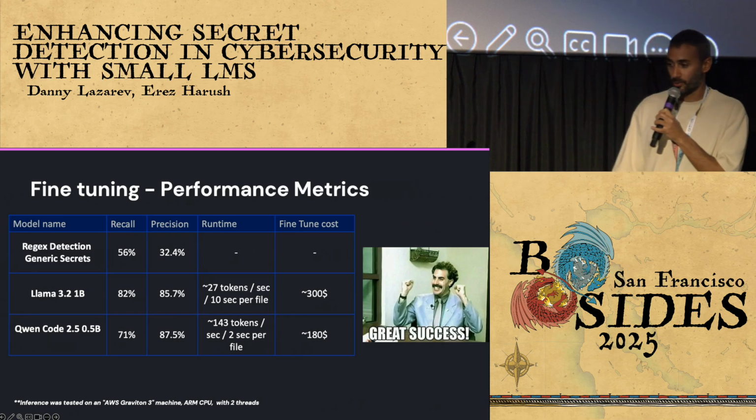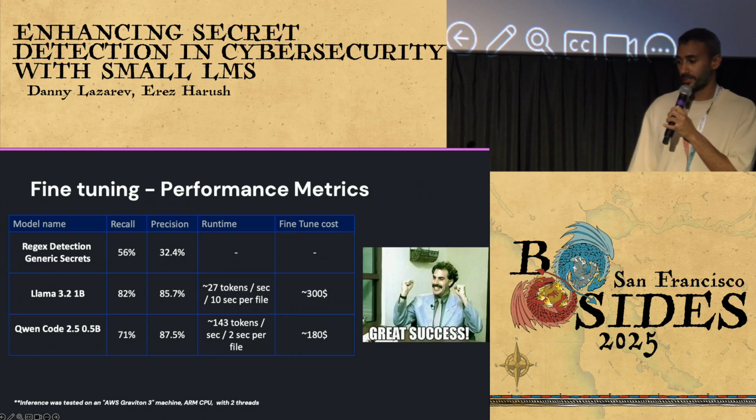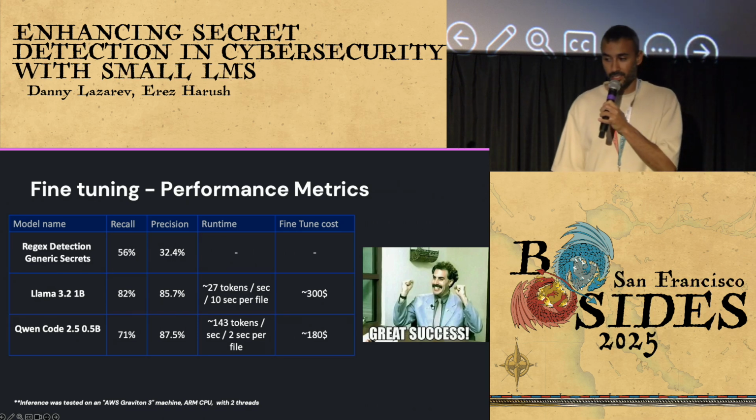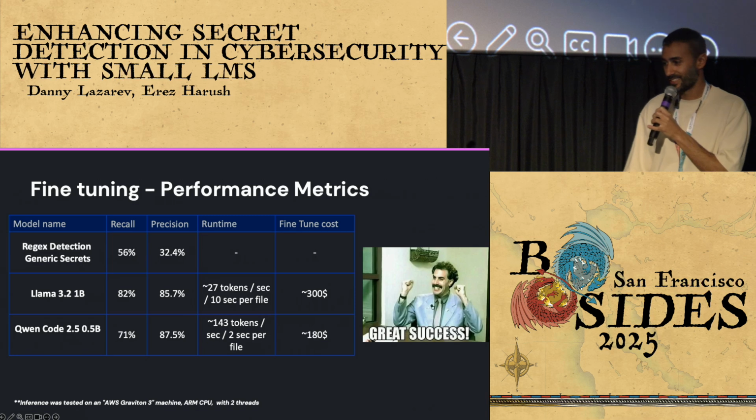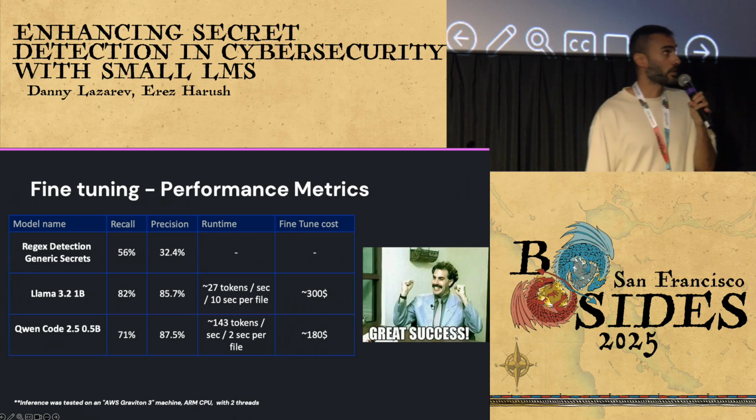And the results were really, really bad. This is actually how we started the research. For the regex detection, we got 56% recall and 32% precision, which is awful.